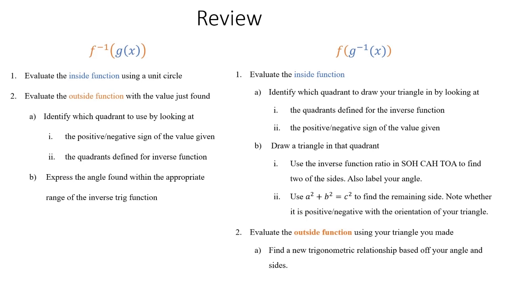In the second example, we built a triangle in the appropriate quadrant and used the Pythagorean theorem to solve for the last side of the triangle. We didn't know the exact value of the angle in the triangle, but we were able to use the triangle to find a new trig relationship that the outside function asked for. In the third example, we found the exact value of the angle from the inside function by using a unit circle. We were then able to use this angle in the unit circle to evaluate the outside function.